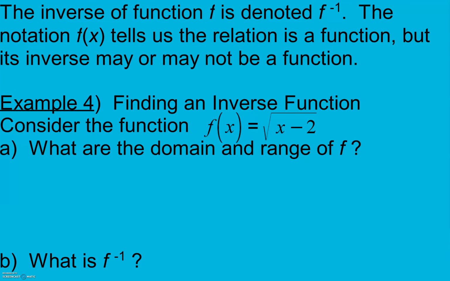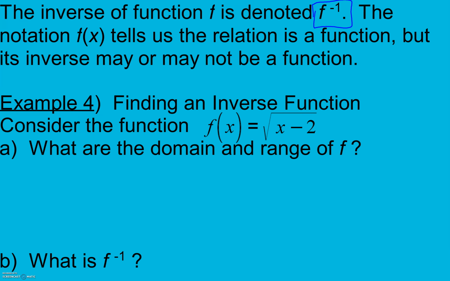The inverse of function f is denoted f to the negative first power, which is what it looks like here, guys. But that's just our notation. So that's what it's going to look like there to show the inverse. The notation f of x tells us the relation is a function, but its inverse may or may not be a function. So we're going to consider the function f of x equals the square root of x minus 2.